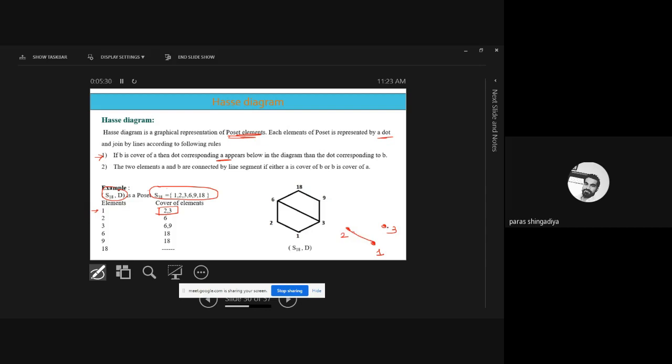Connect 2 and 1. And then 3 is also a cover element of 1, so connect 3 and 1. Now, second stage: 6 is a cover element of 2.